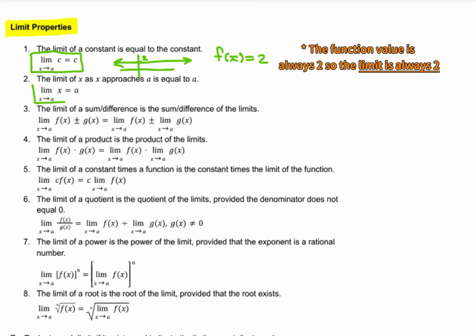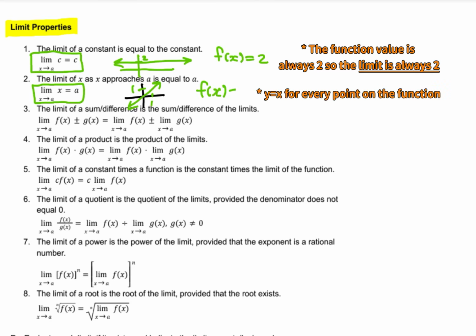Property 2. The limit of x. The second property is the limit of x as x approaches a. This is equal to a. Basically, imagine that we have the function f of x equals x. The graph is a straight line. For every point on the function, the y value is equal to the x value. So, if x approaches a, the y value also approaches a. For example, if we have the limit as x approaches 2 of x, the answer is 2.